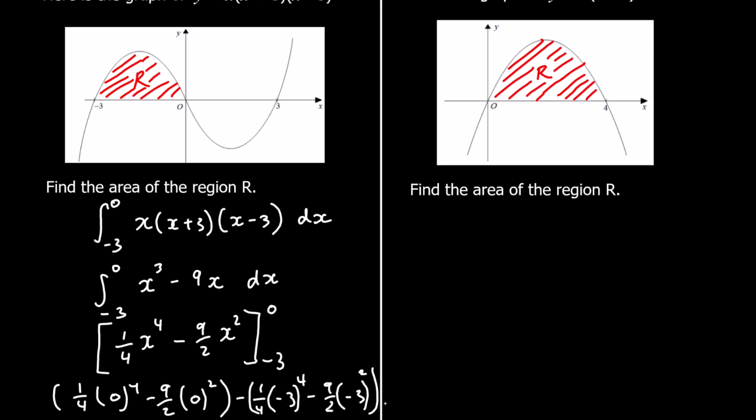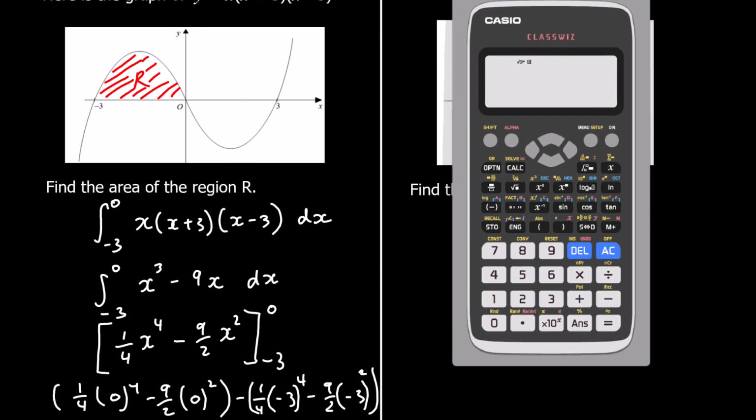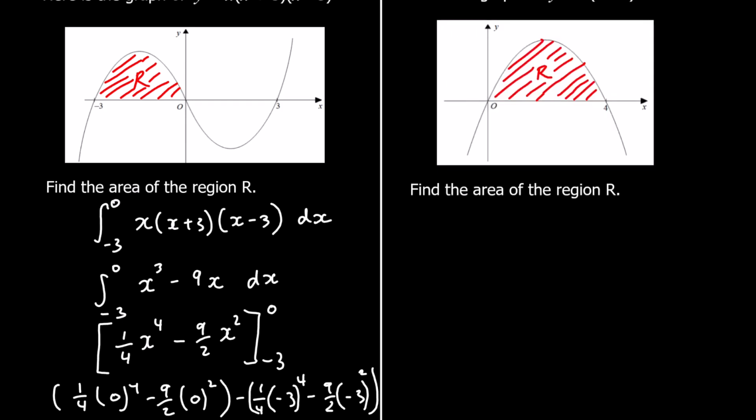And we can type this into our calculator. So the first bracket is just 0, and it's take away a quarter of -3 to the power of 4 minus 9 over 2 times -3 squared. And we get 81 over 4. So that's our answer, 81 over 4. And because it's an area, I'm just going to write units squared.